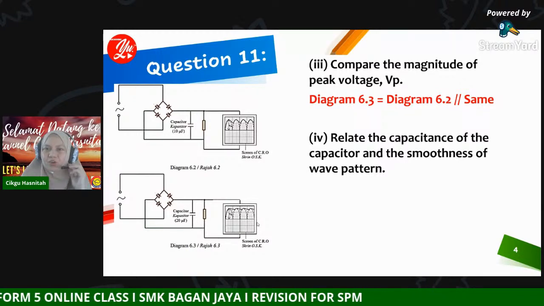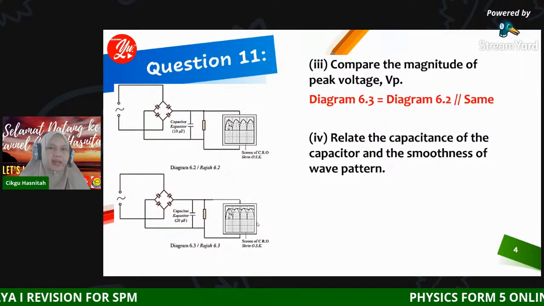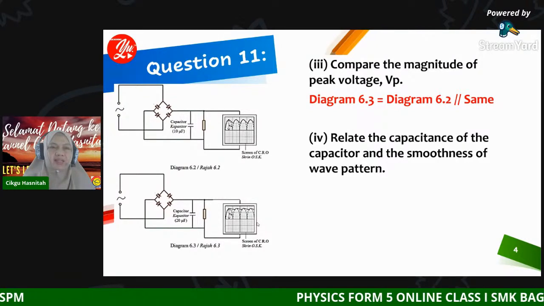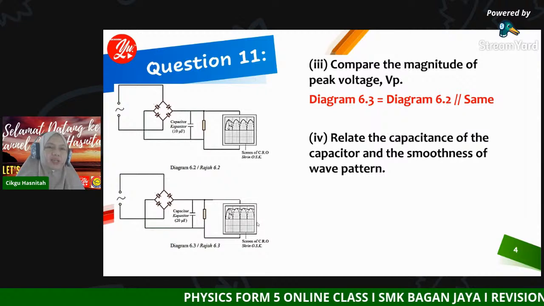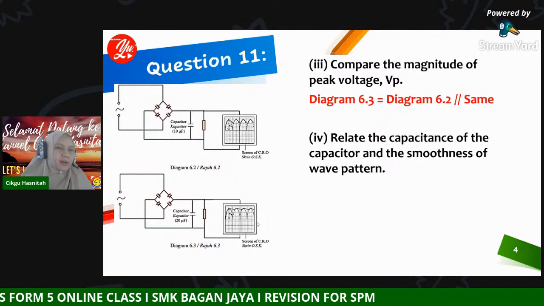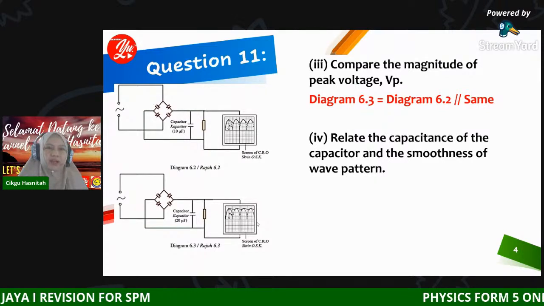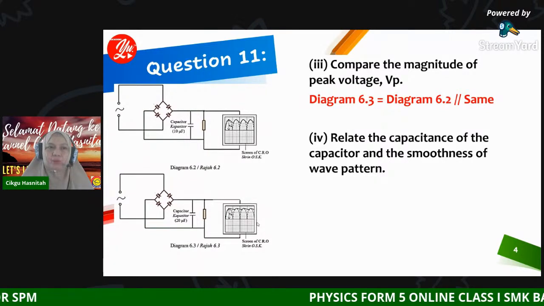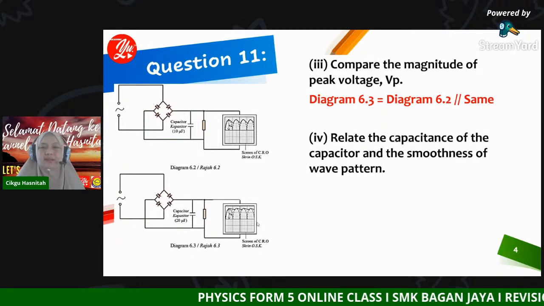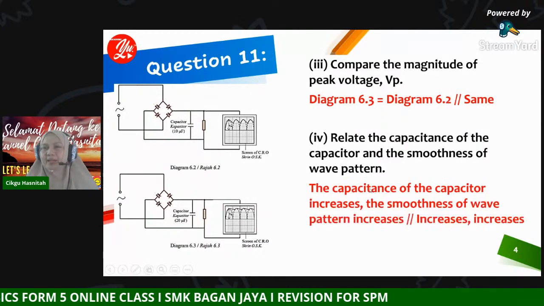Please share your answer. Type your answer in the live chat. If you can't see the screen clearly, you can adjust the resolution of your laptop or your handphone. You can adjust the resolution to the highest, 720 pixel for example. So how do we write the relationship, class?